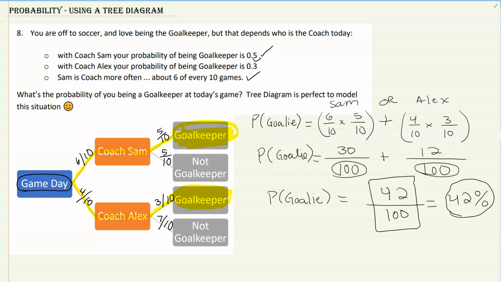All right. And that is it. And that's how we use a tree diagram to figure out probability.